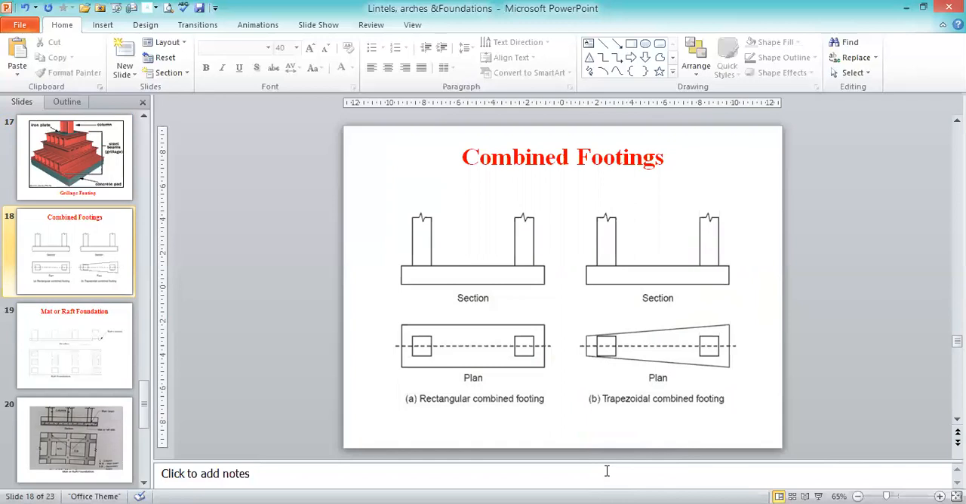Two columns in plan, we can see the column and the column, and entirely we provide them with one footing itself. The trapezoid is the same thing. In the section we can see that the bottommost part is called the foundation, and this is called the substructure, and above that we can see the superstructure.